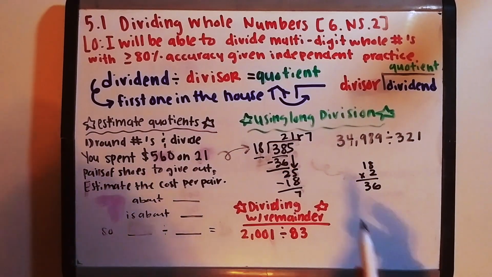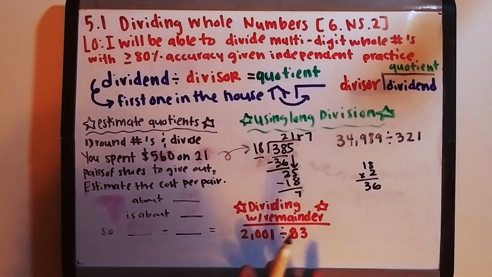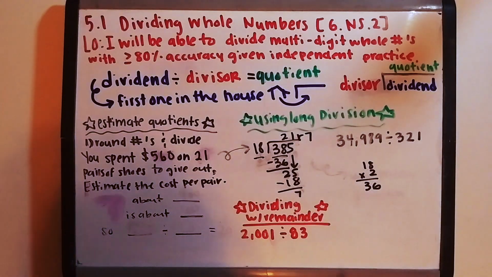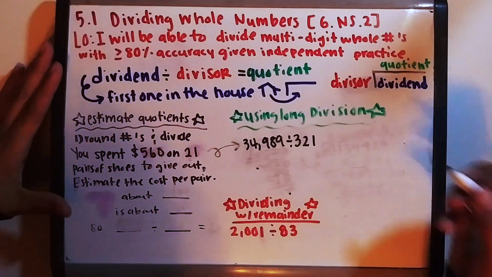Okay, so that's actually the correct answer. You're going to get a decimal, so you cannot find decimal of shoes, but this was just to give an example of how to divide. Okay, so let me go ahead and do this one for you. So I'm going to do this one now. So remember, first one in the house.